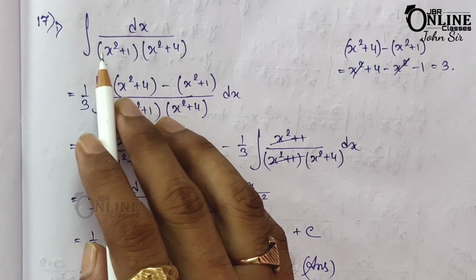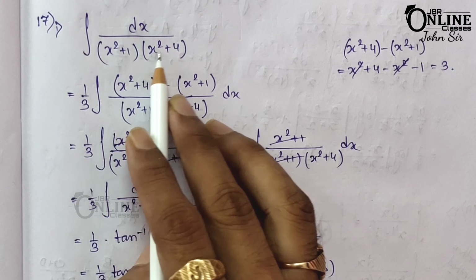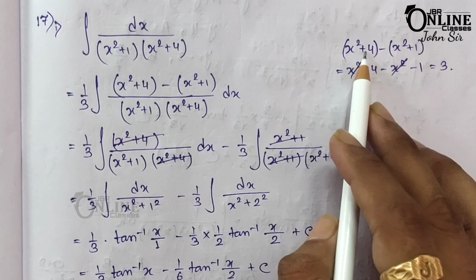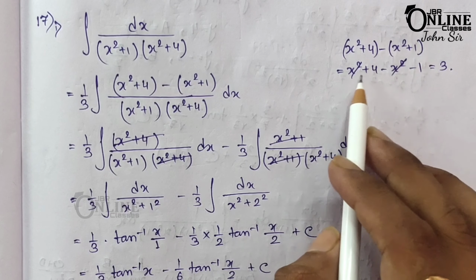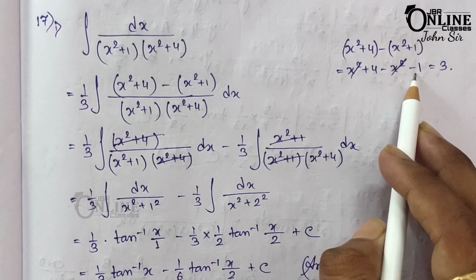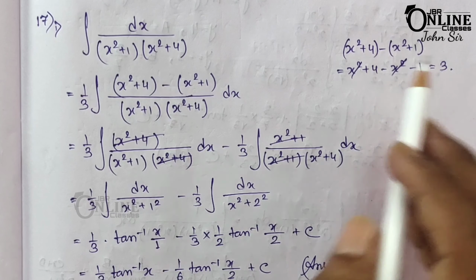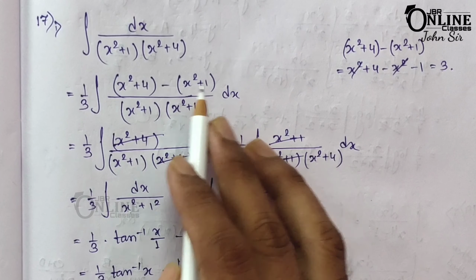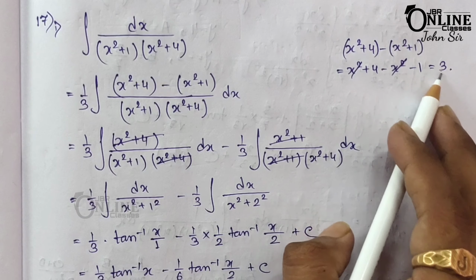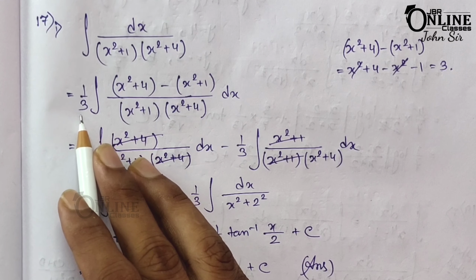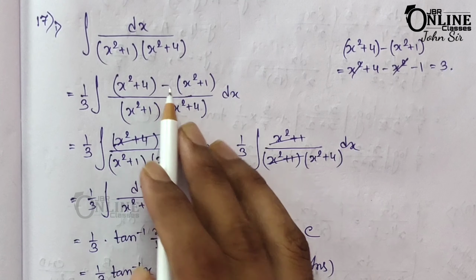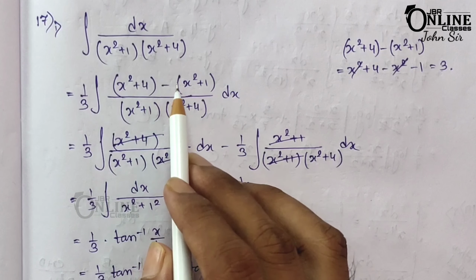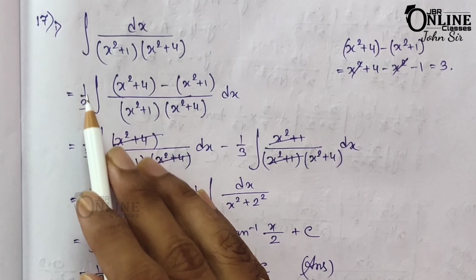Sum number 17(1). Integration dx by x square plus 1 into x square plus 4. Okay, so as you know, if x square plus 4 minus x square plus 1, then x square cancels out, 4 minus 1 equals 3. Clear? So here if you subtract x square plus 1 from this one, you will get 3. Now to adjust this 3, you have to write 1 by 3. Okay, so here we adjust the denominator, as the first one minus the second one gives 3. To adjust this 3, you have to write 1 by 3 here.